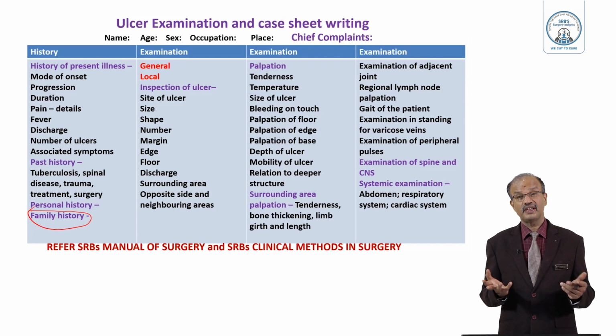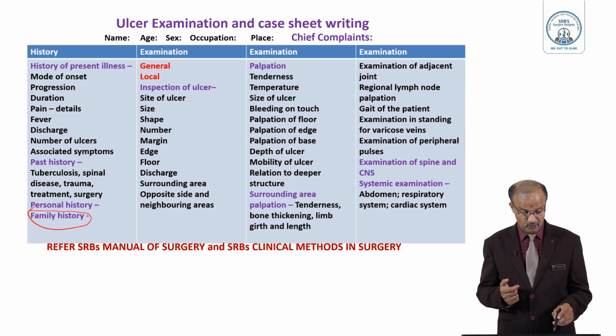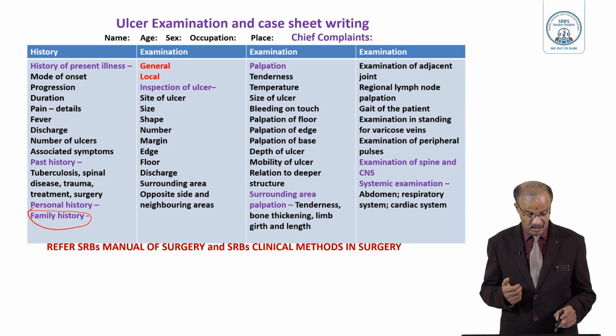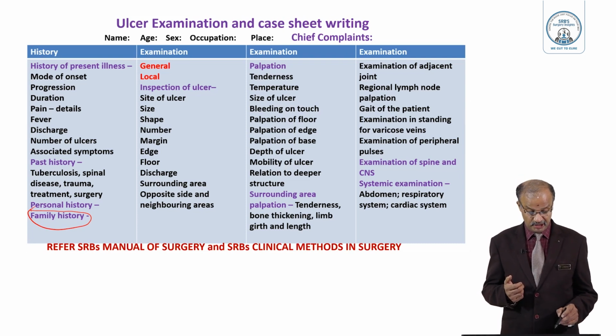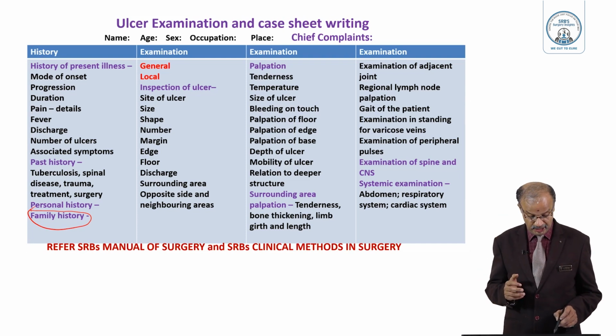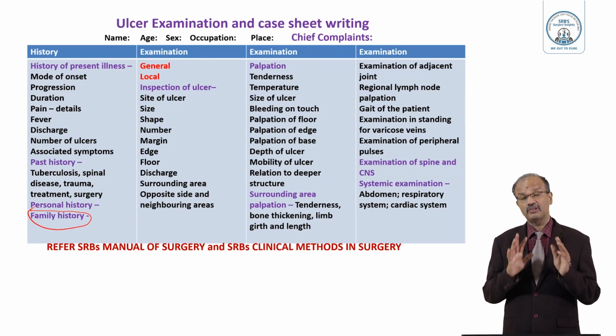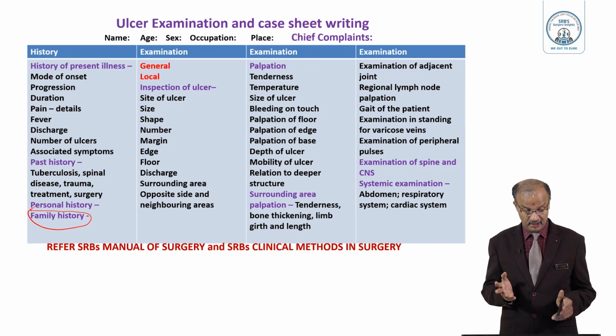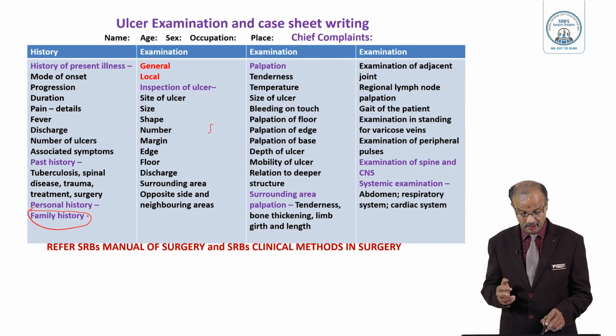General exam is very important. Anemia, hypoproteinemia, nutrition, edema, pulse, BP again important. Local is very important. Site of ulcer, size, shape, number, margin, edge, floor, discharge. Base is not seen. Base is palpable. Remember, surrounding area is important. Opposite side, always examine opposite side. Neighboring area, if required in the limb, inspect in standing position. That is important.